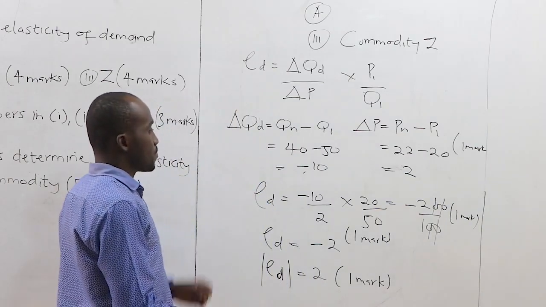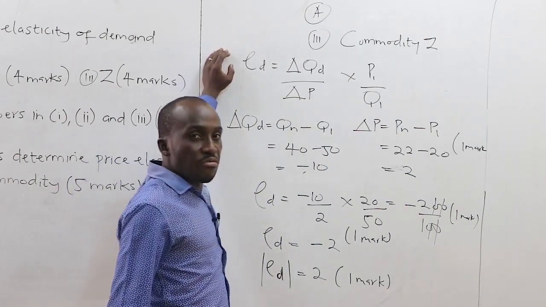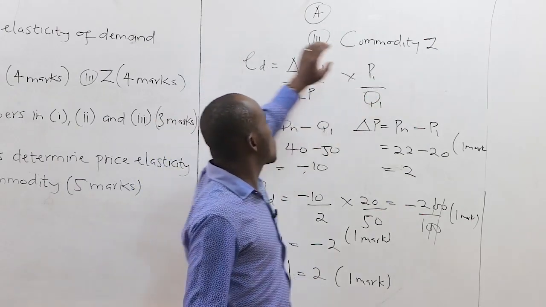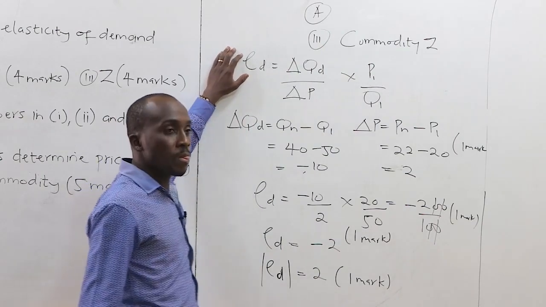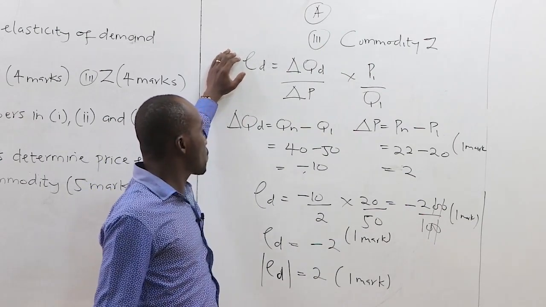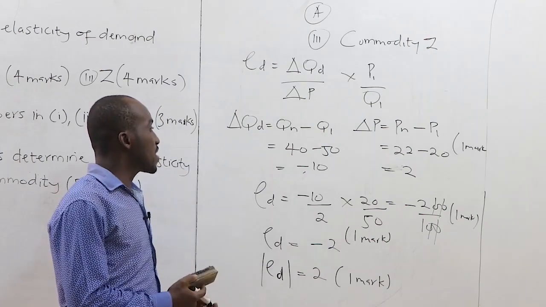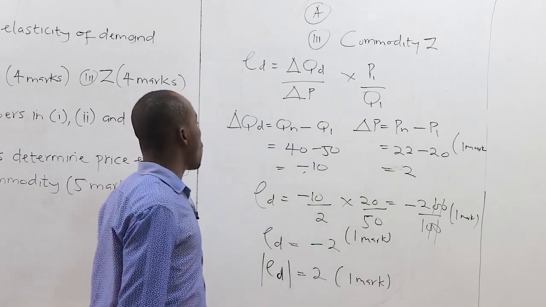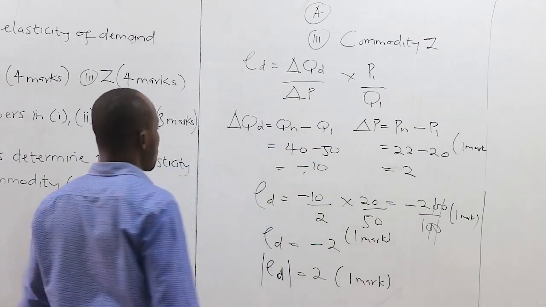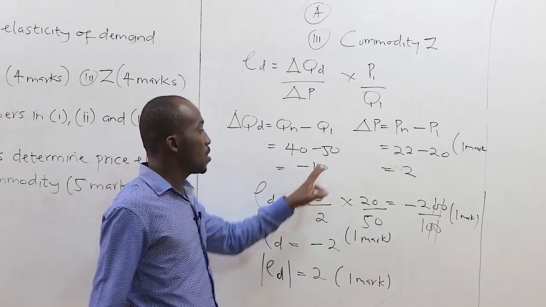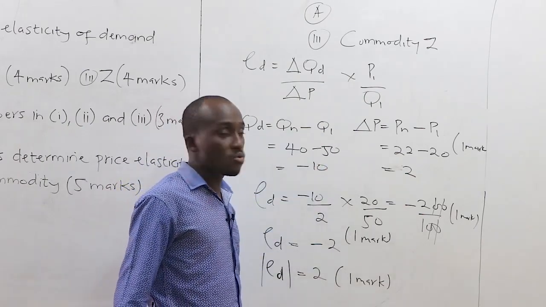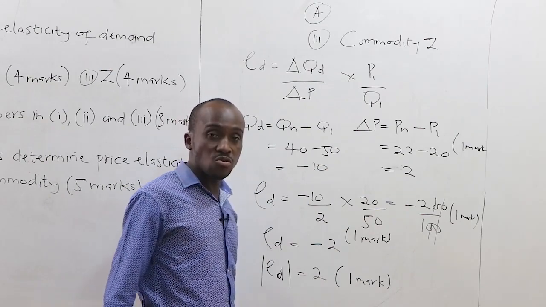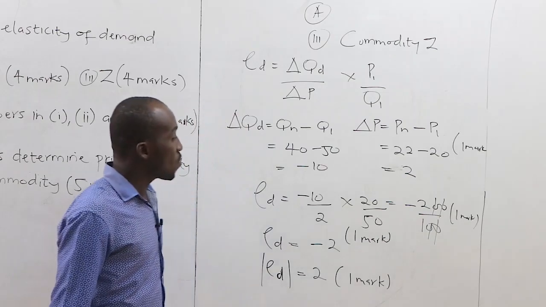So let's go over it. Using the first approach, the price elasticity of demand with respect to commodity Y is equal to the change in quantity demanded over the change in price, times initial price, times initial quantity demanded. What is the change in quantity demanded? The change in quantity demanded is the new quantity demanded minus the initial. What's the new? 40, from the question. What's the initial? 50. When you subtract, you get negative 10. What about the change in price? The new price is 22. The old price is 20. That gives you what? 2 marks.